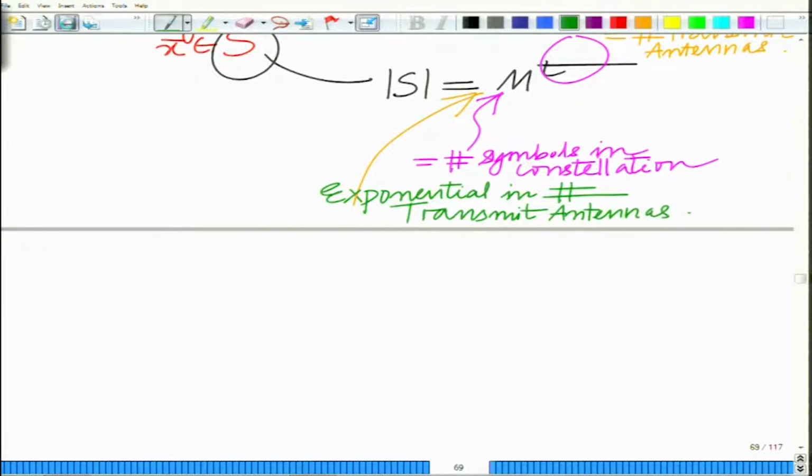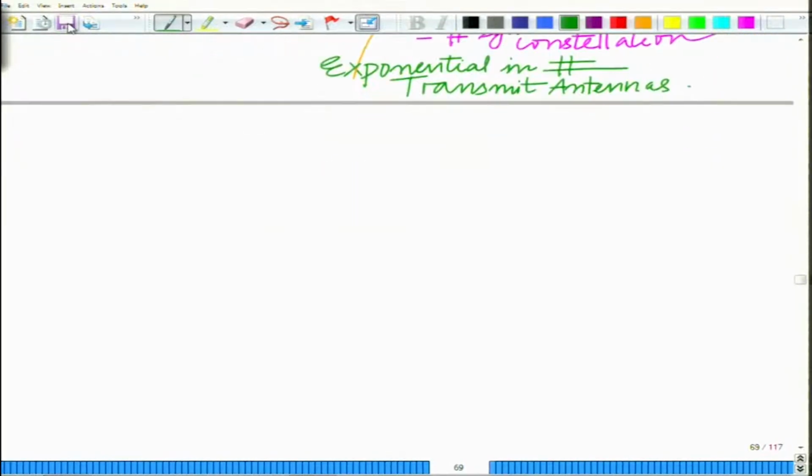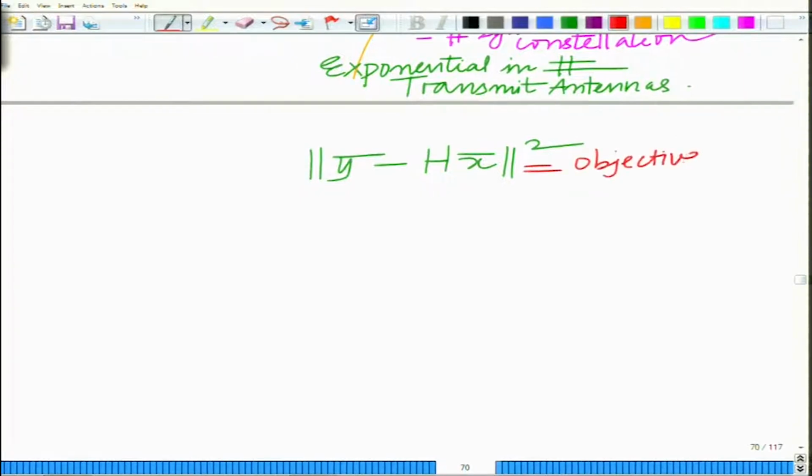So how can SDP help in this context? For SDP, what we do is, let us simplify the cost function. This is y bar minus h x bar square. This is your objective function or cost that has to be minimized.